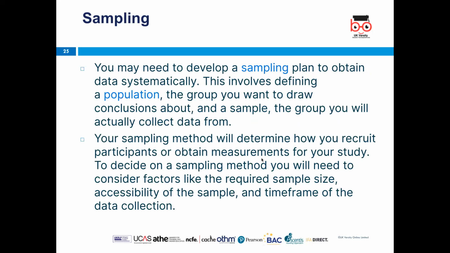So what is sampling? You have to understand what sampling means. You may need to develop a sampling plan to obtain data systematically. This involves defining the population, the group you want to draw conclusions about, and the sample, the group you will actually collect data from. The sampling method will determine how you recruit participants or obtain measurements for your study.